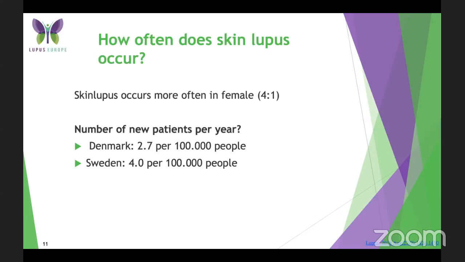So first of all, about the epidemiology. In other words, how often does skin lupus occur? Well, like in many other autoimmune diseases, skin lupus occurs more in female than in male. This is something which is scientifically researched. We do not know the exact numbers per country, but there are several research projects that have been published, for example, from Sweden, in which they have shown that in general, four people per 100,000 people have lupus. And in Denmark, this number was 2.7 people in 100,000 people.